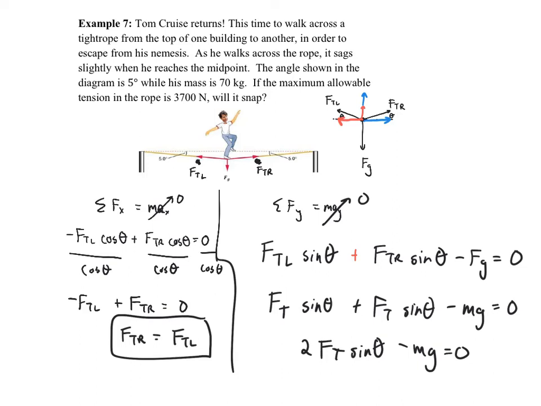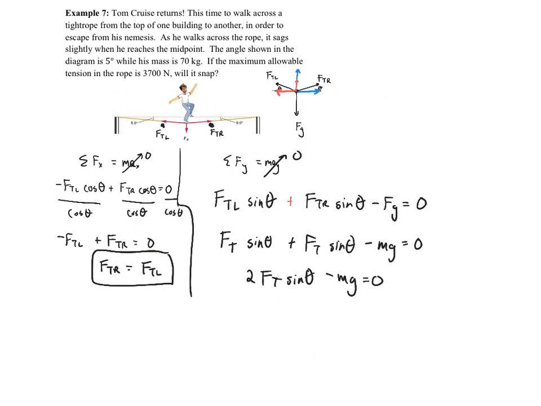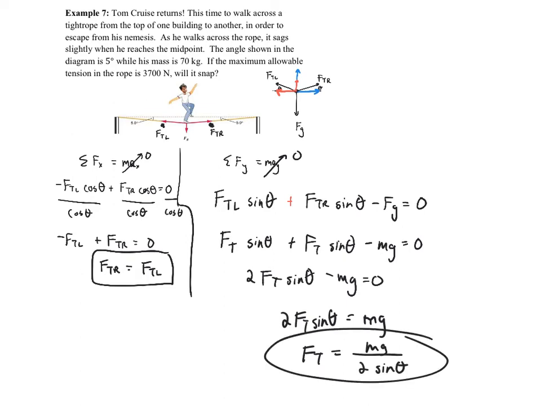And at this point, our goal is to just solve for FT. I'm going to move mg over, and then I'm going to divide by 2 sine theta. And there's my actual answer for the problem. Now, here it does matter that I get a number. Why does it matter that I get a number for this problem? Maura, why do you think it matters? Because if you see if it's greater than 3700. Yeah, the goal is to figure out, is this number more than 3,700?